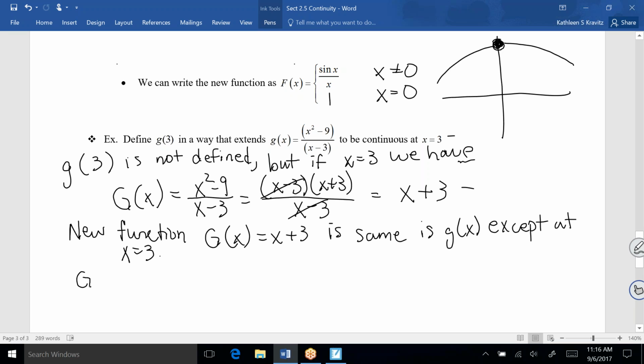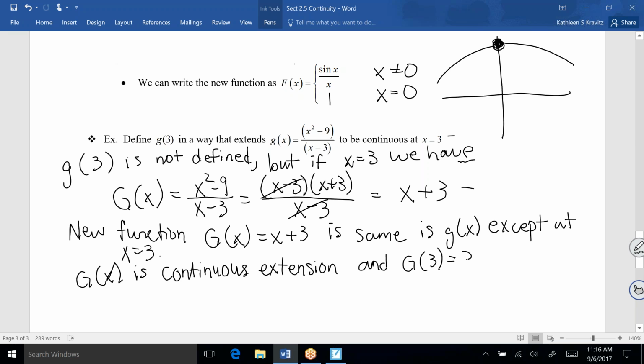So we say that big G of x is a continuous extension, and it's now going to be defined at 3, because big G of 3 is equal to 3 plus 3, which is 6. All right, so that's how we're going to define that continuous extension. And that's it for this section.